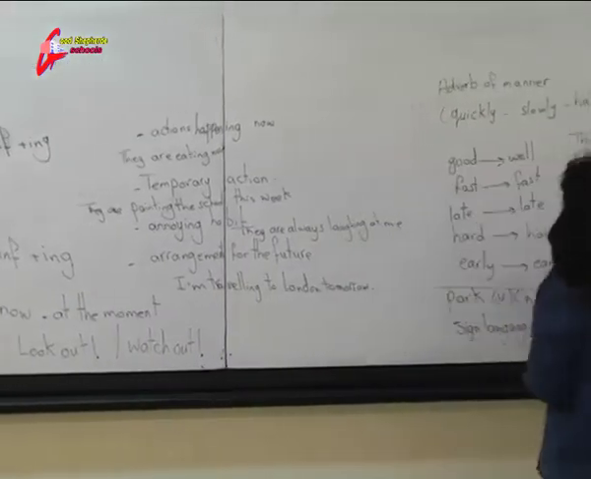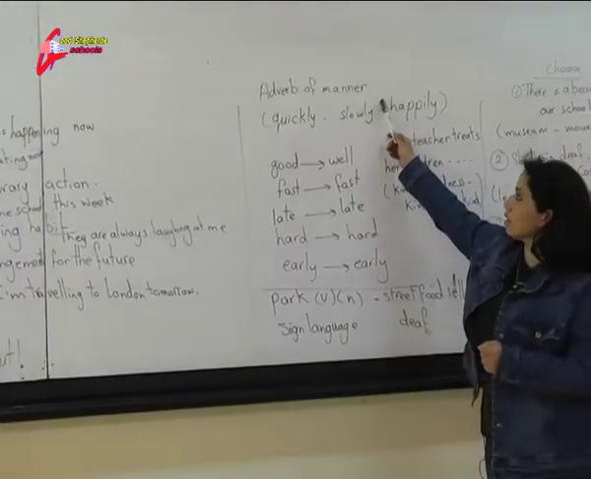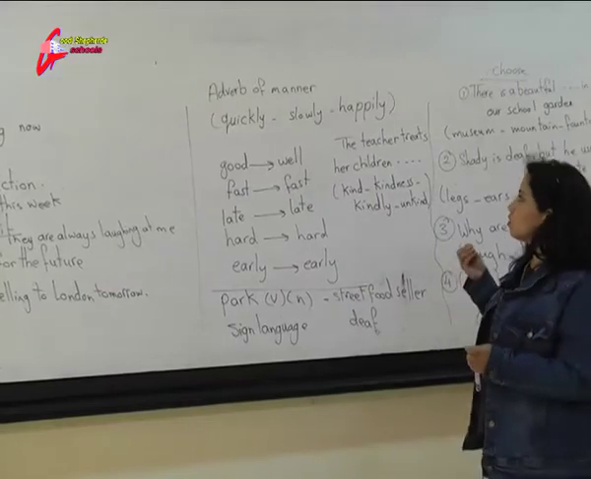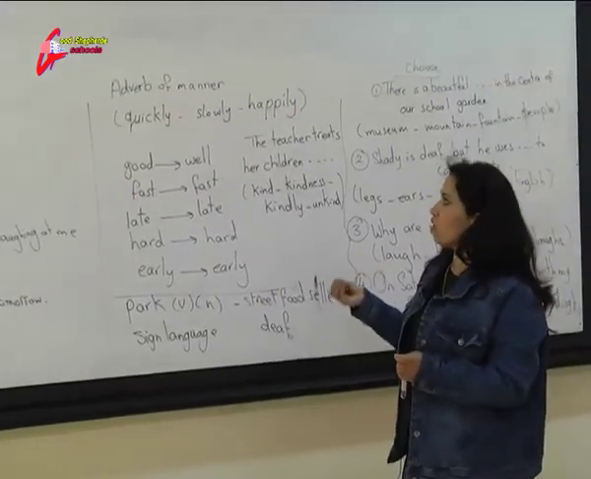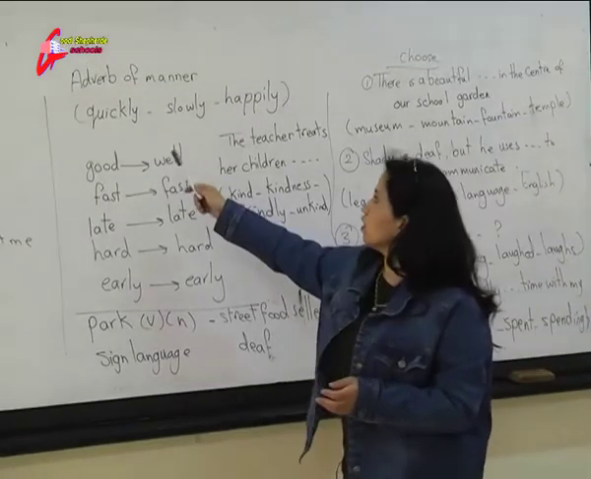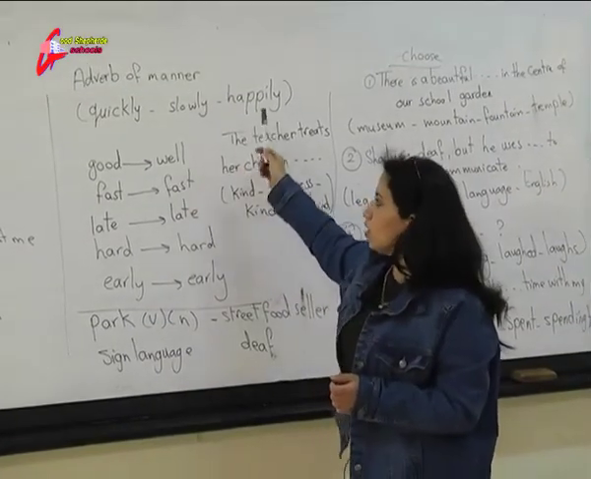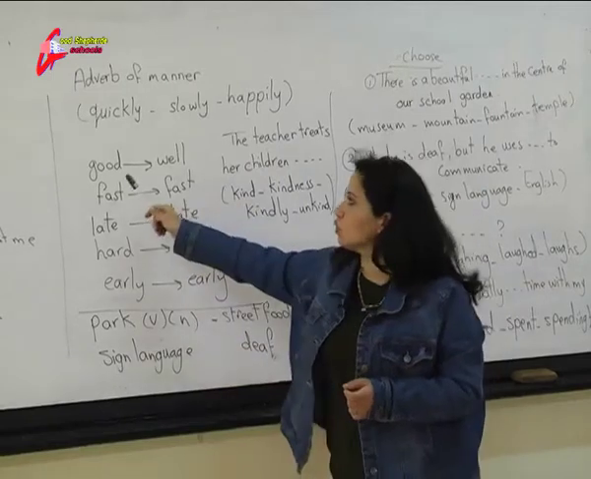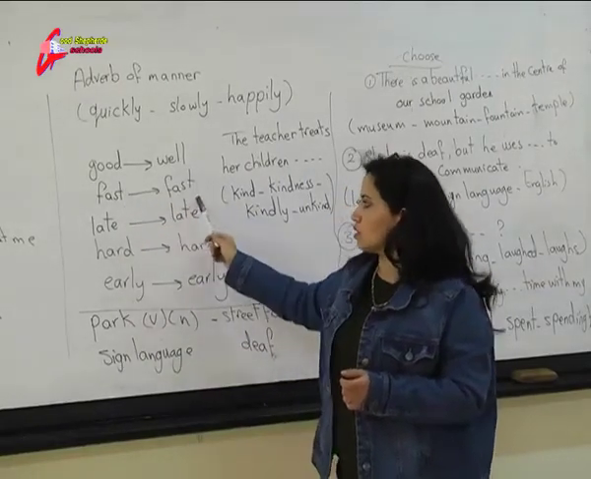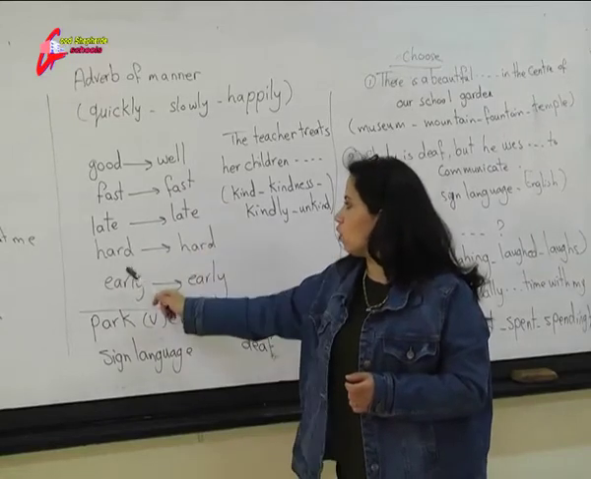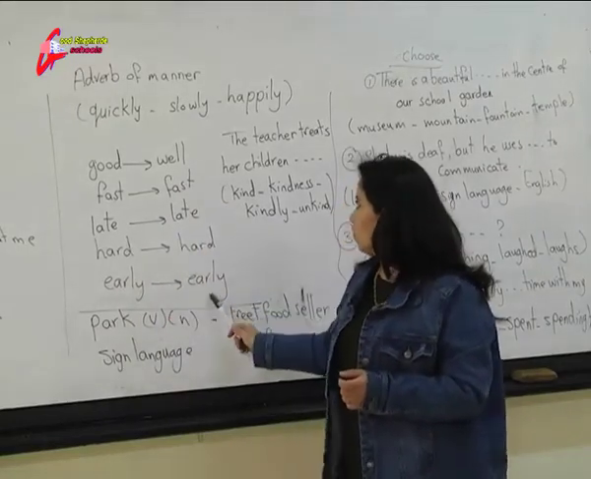Another thing we want to remember is adverb of manner. Adverb describes the verb all the time. When we say adverb, it describes the verb, like quickly or slowly, happily. We have irregular cases like good is the adjective and the adverb is well. Fast will be the same, fast. Late, late, hard, hard, early, early.